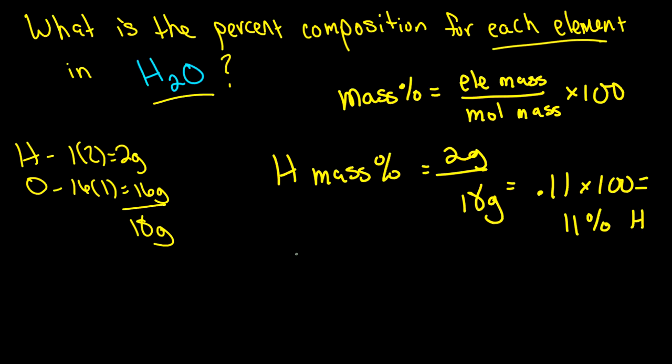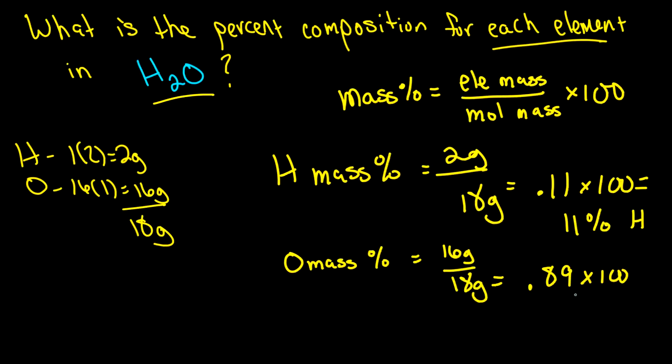Now we can do oxygen. Oxygen mass percent is going to be 16 grams for oxygen divided by the 18 grams total. And I'm going to get on my calculator 0.888. Now I'm going to round this to 0.89. I multiply that by 100 and I get 89% oxygen.